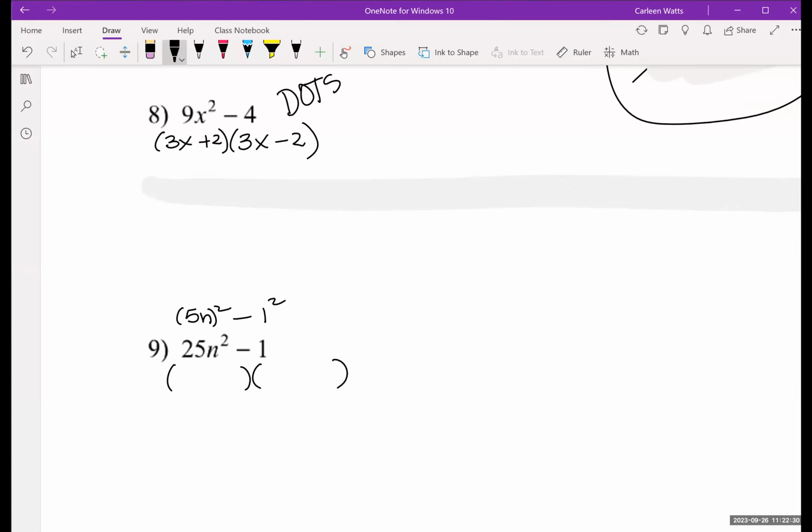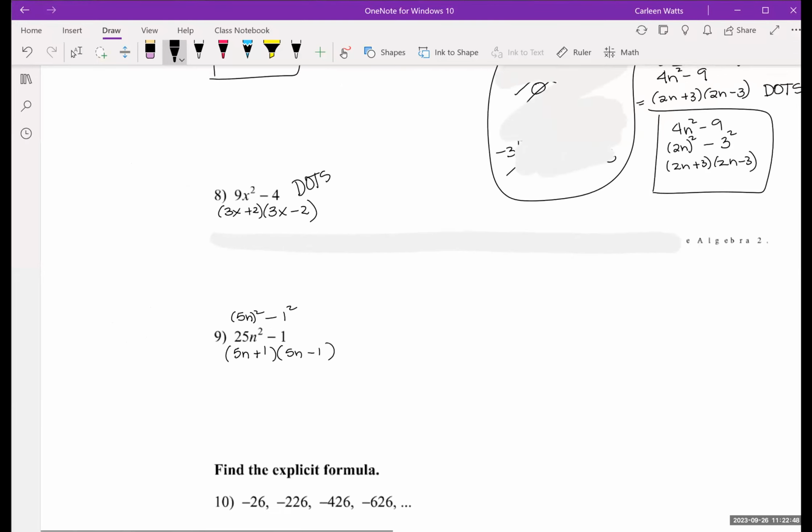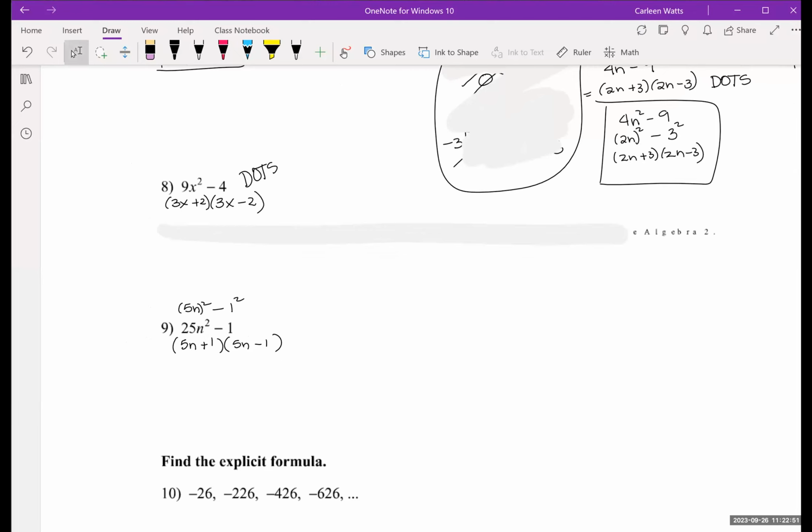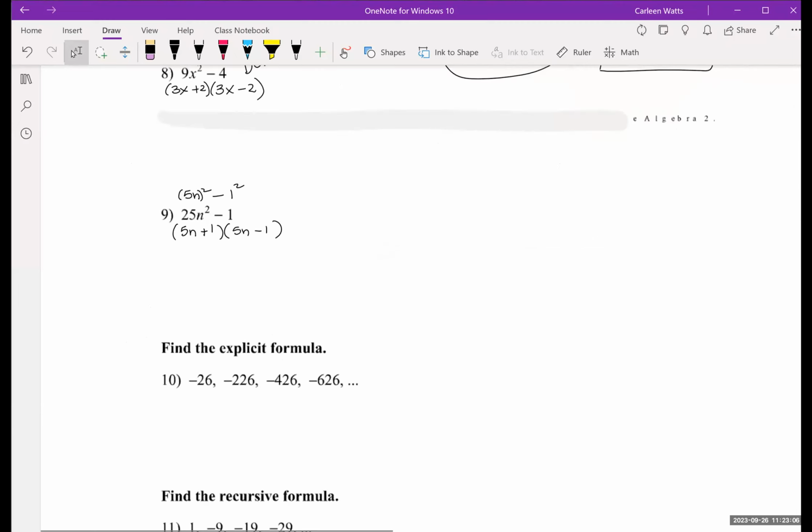Okay, what's the answer for number 9? Five n plus 1, 5n minus 1. Okay, so that was factoring. I just spent 40 minutes on factoring. We went really slow over those 9 problems. Okay, if that was too fast for those last 2, we'll come back to it.